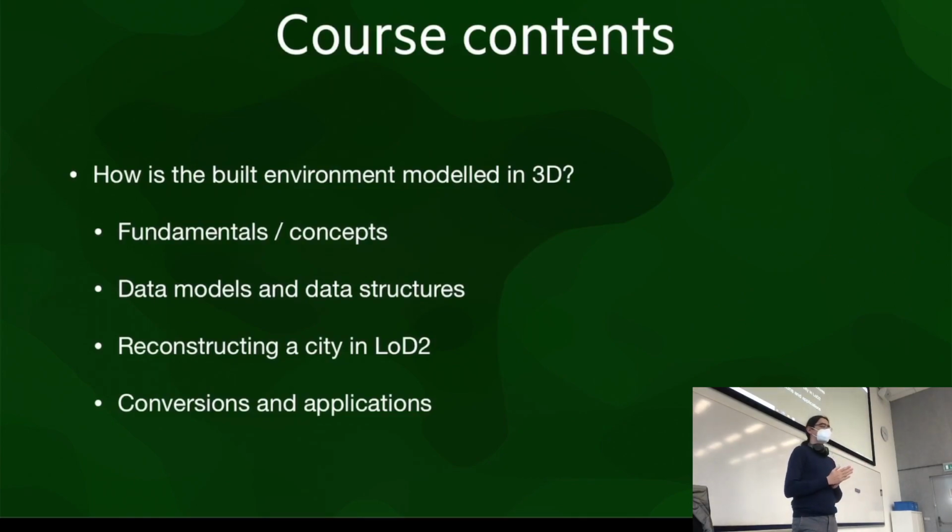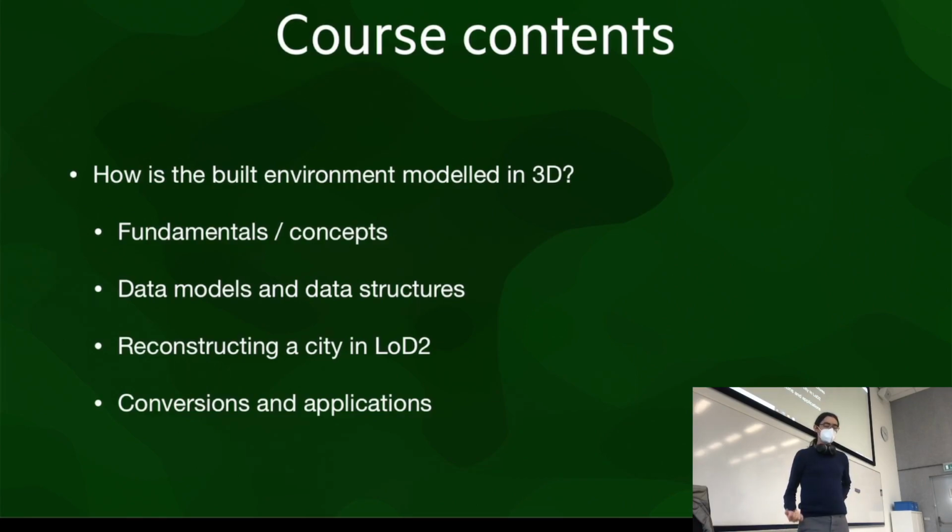The contents of the course are more or less about how the built environment is modeled in 3D. So it's not a generic 3D modeling course. It's very much focused on buildings, on terrain, on the sort of things that we deal with in the Master of Geomatics. The course has a few different parts. So we start with something about fundamentals and the concepts behind 3D modeling of the built environment. Then most of the course is focused on different data models and data structures. So there are many possible ways in which you can represent the 3D environment.